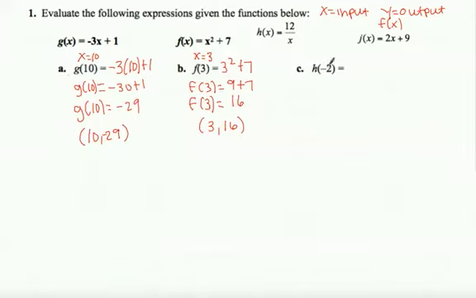C says h of negative 2. For this one, my input is going to be negative 2. When I plug in negative 2, I would say that h of negative 2 equals 12 divided by negative 2. My input is negative 2. My output would be whatever 12 divided by negative 2 is. 12 divided by negative 2 would be negative 6. So I could see my answer written like this. I could see it as -6, or I may see it as the point -2, -6, which means that if I were to graph this 12 over x, I would see a point that was -2, -6.